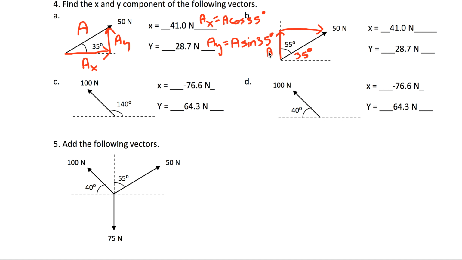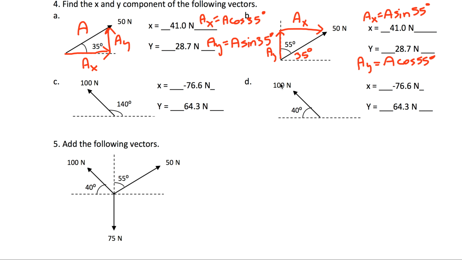This right here is AY, and this is AX. Now this time, AX is opposite of the given angle, so AX would be A sine of 55, but A sine of 55 will give you the exact same thing as A cosine of 35. Likewise with the y component, which is adjacent, it's going to use cosine, and it will give us the same exact answer.